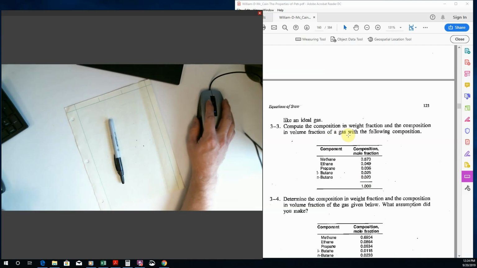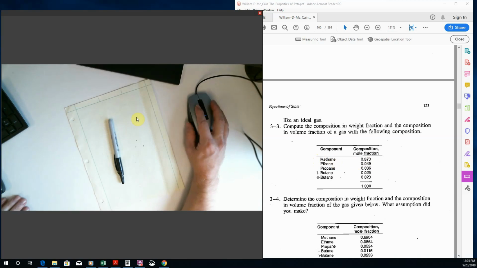So if it's a gas, the volume fraction of a gas, if you remember back to Dalton's law, I believe it is, is really going to be the same as mole fraction. So you basically have the answer. Here's the volume fraction. So 87% of the volume is methane in this system. However, weight fraction is a totally different calculation.